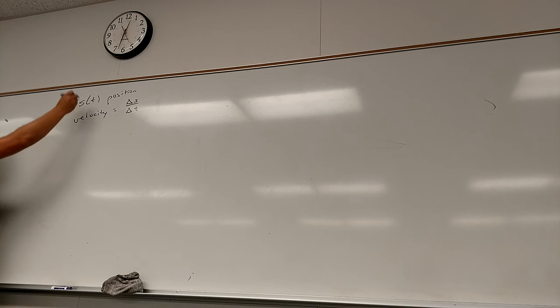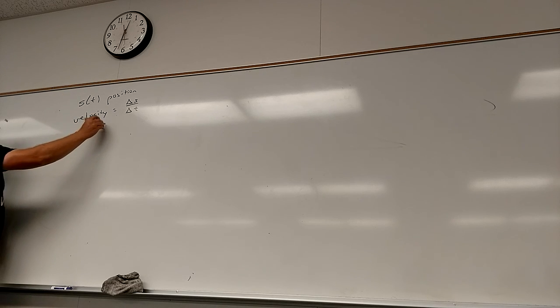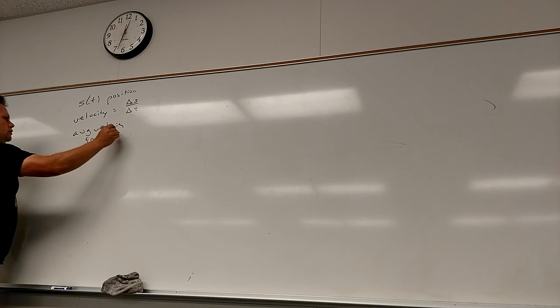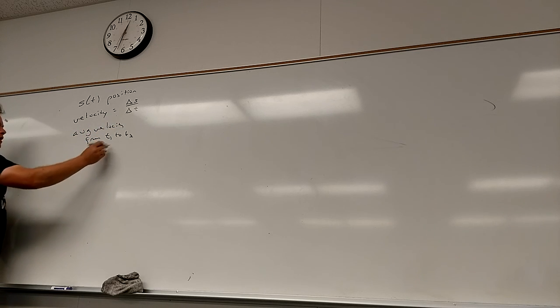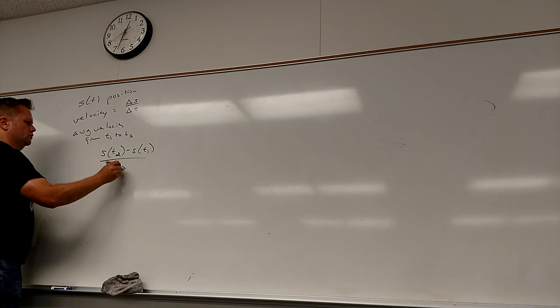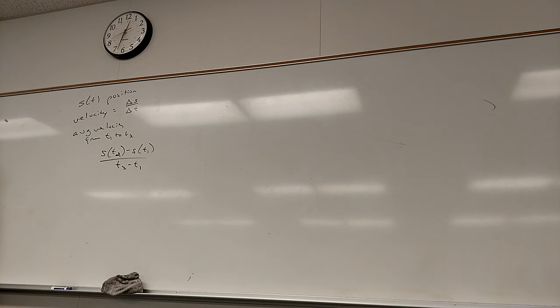So if I want to know the average velocity from T1 to T2, that would be S of T2 minus S of T1 over T2 minus T1. So you really just had to use this 3 times over for those intervals I gave you. In the homework, the next step would have been to make a guess at the instantaneous velocity, but I just didn't want to take it that far yet.